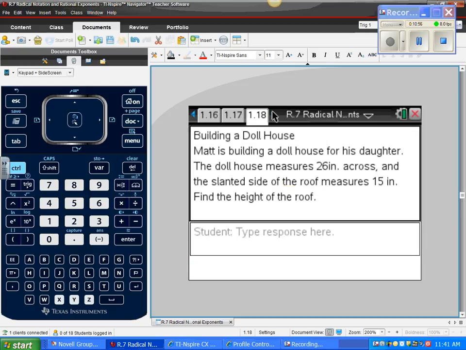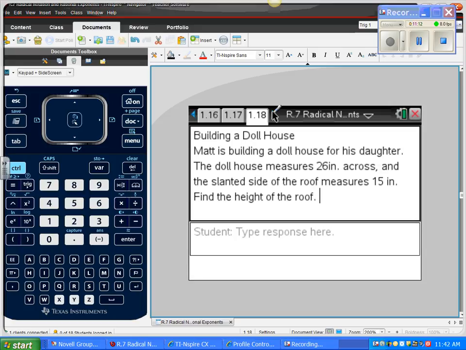So Matt is building a dollhouse for his daughter. The dollhouse measures 26 inches across, and the slanted side of the roof measures 15 inches. Find the height of the roof. Okay, so what we're going to do is draw a picture. We've got this nice little dollhouse, right? And it goes like this. So we know that the dollhouse is 26 inches across, and we know that the slanted side of the roof is 15. We want to know the height of the roof.